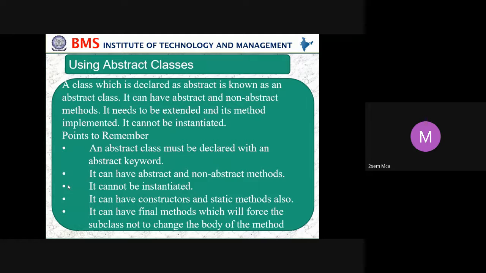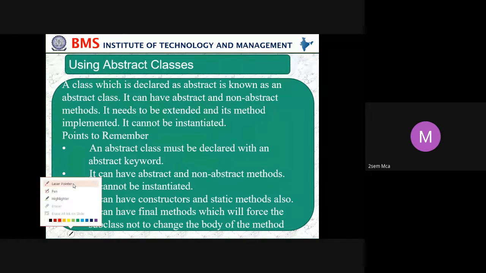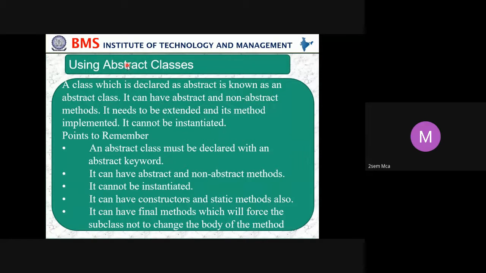So, why are we using an abstract class? A class which is declared as abstract is known as an abstract class. It can have abstract and non-abstract methods. It needs to be extended and its methods implemented. It cannot be instantiated.